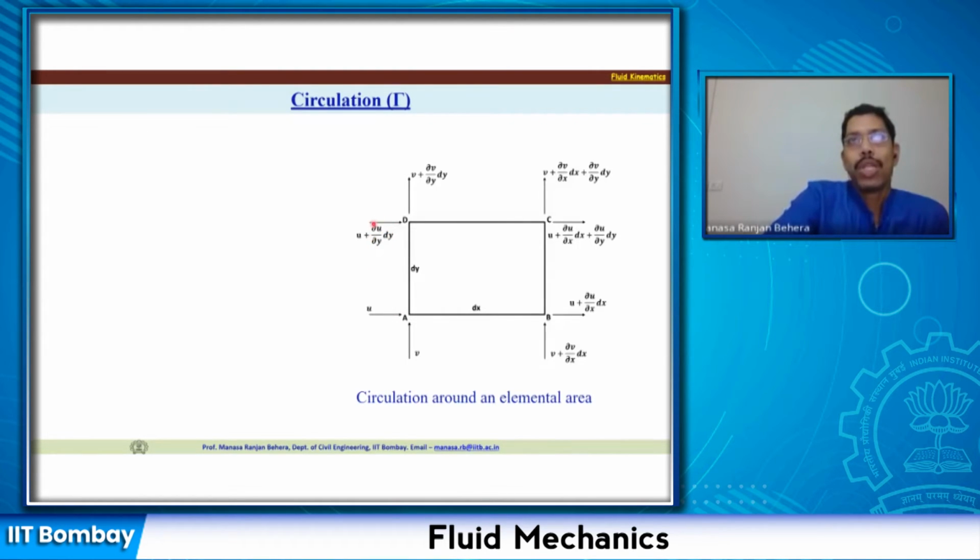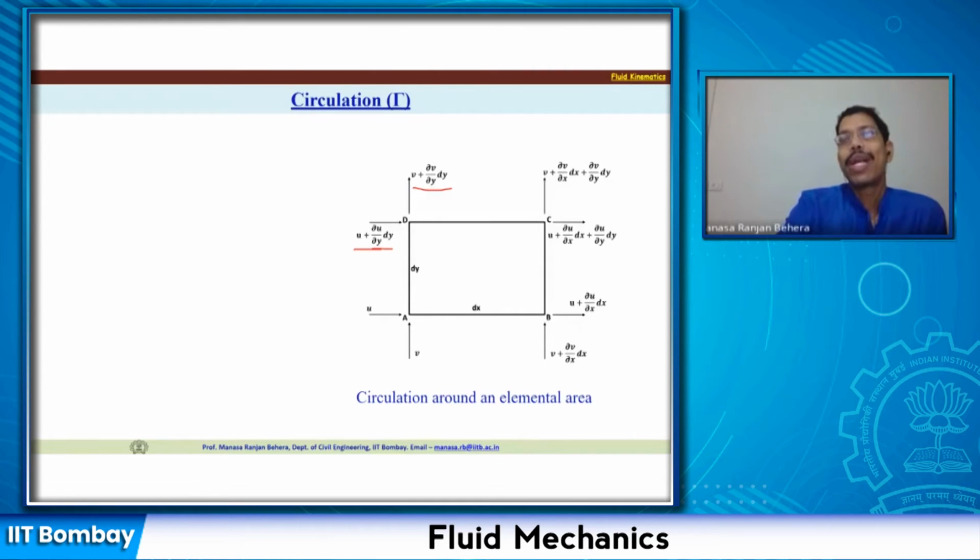So the change is going to be ∂u/∂y multiplied by dy. So this is your new velocity u here. Similarly, for the velocity v, this is going to be v plus ∂v/∂y multiplied by dy. All right. So now let us look at the point C. At point C, you are going to have a change in both x as well as y, because you have moved in x as well as y.